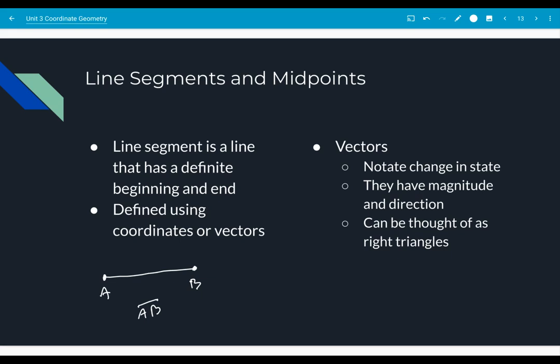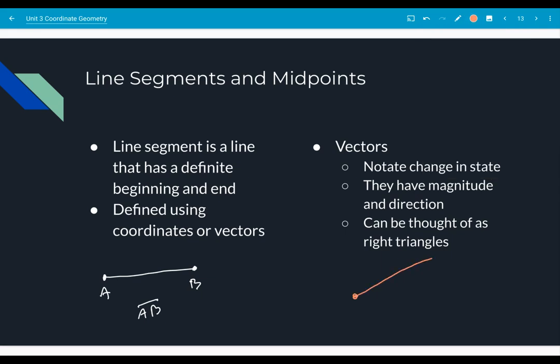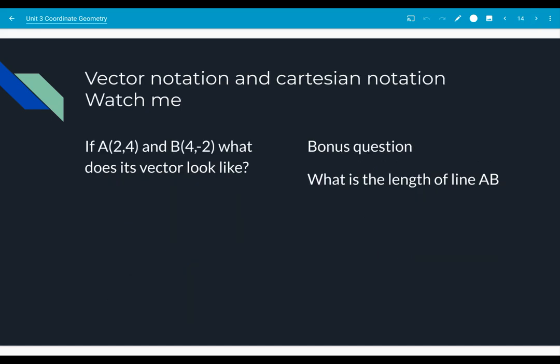Vectors denote change in state, meaning they have a magnitude and direction. It's best to think of it as a right triangle. If we have this vector here, it has A and B. We have no idea where this point is, where it starts, but we know the change in X and Y. So looking at vector notation, we've got AB, 2, 4, and 4, negative 2.